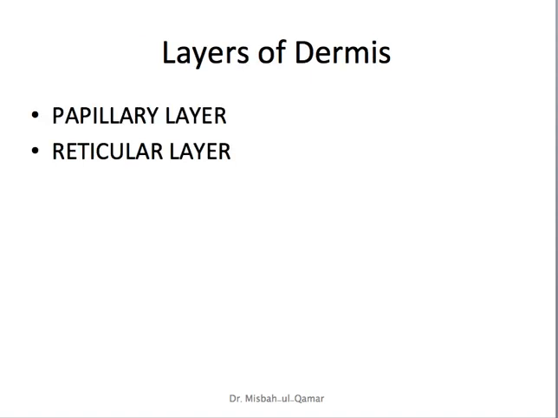Next, we look at a little detail of the structure of dermis. Dermis consists of two layers, the papillary layer and the reticular layer. The papillary layer is the superficial layer with rich vascularity and thin collagen and elastic fibers, while the reticular layer is the deeper layer with thick elastic and collagen fibers. Right.